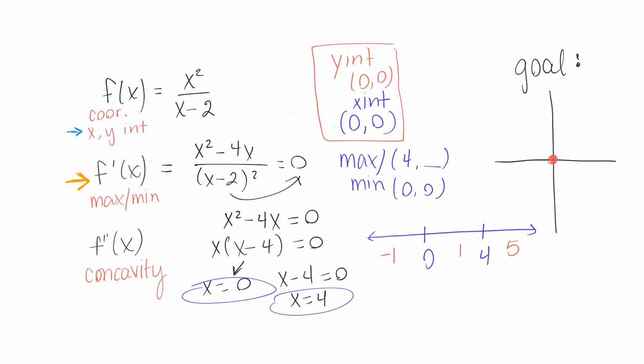Okay, so let's look and see what happens. So if we take our -1 and we put it in here, we have 1 plus 4 is 5, -1 minus 2 is -3 squared, 9.